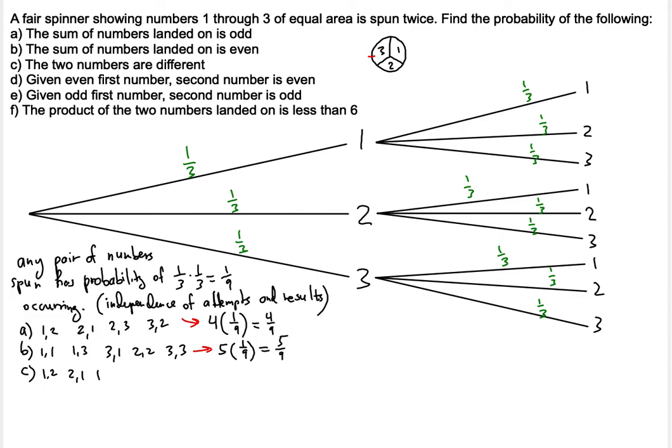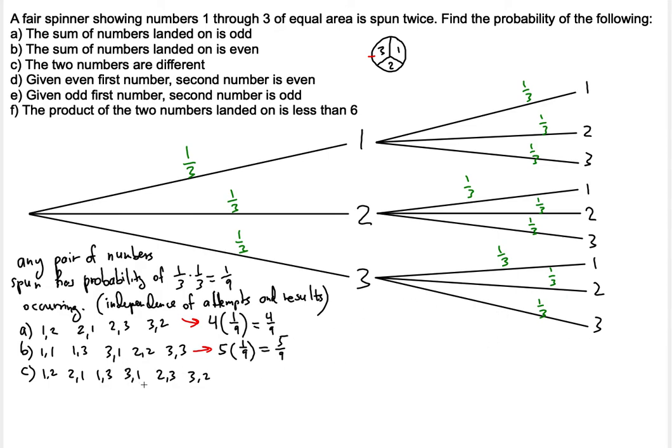1 and 3. 3 and 1. 2 and 1 we already counted. 2 and 3 we didn't count yet. 2 and 3. And finally 3 and 2. And that's it, right? 3 and 1 we counted. 3 and 3 are the same number, so we don't count them.